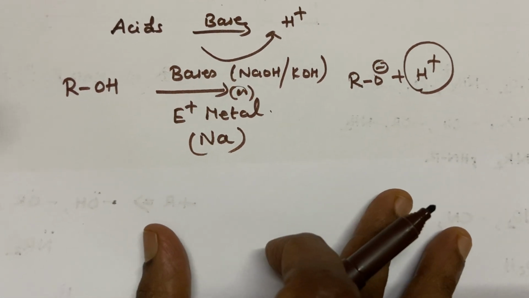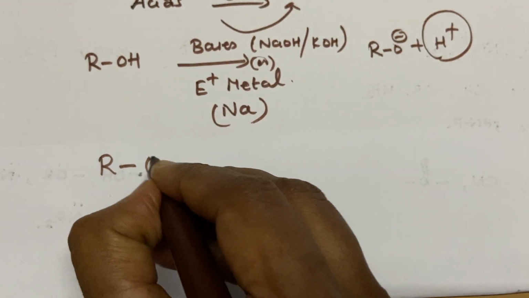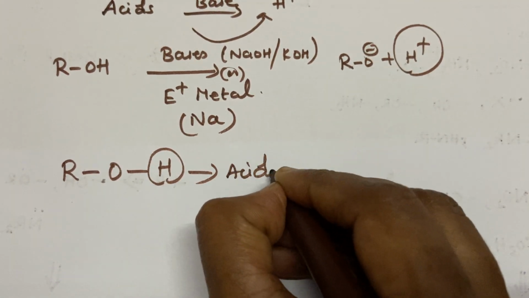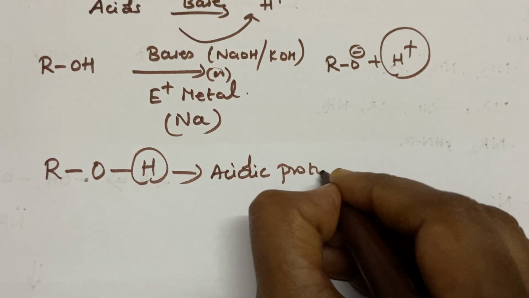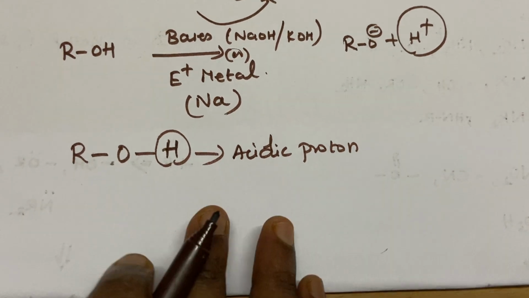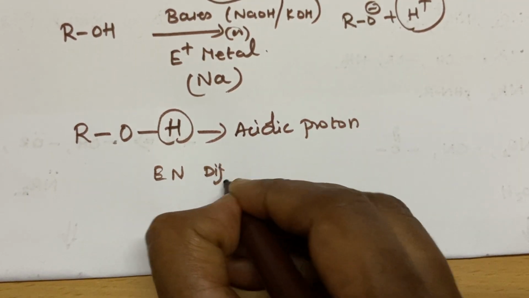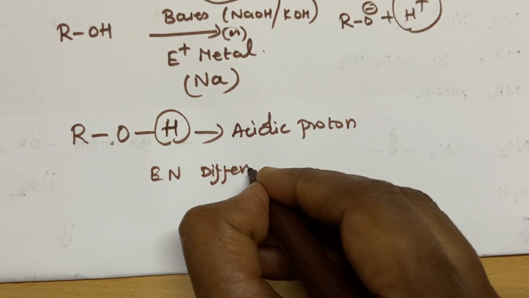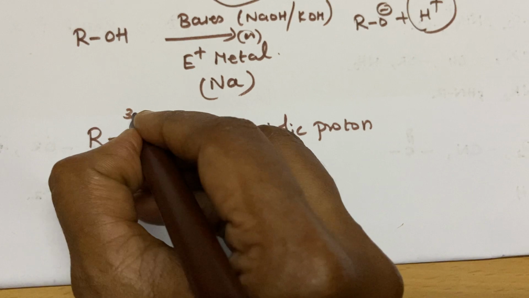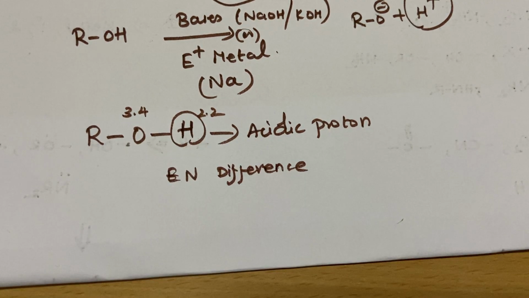So what makes this reaction happen? Why is it happening? This proton, in organic chemistry, we call it the acidic proton. So what makes it acidic? It is due to the electronegativity difference. Here the electronegativity of oxygen is some 3.4 and hydrogen is 2.2. There is a huge electronegativity difference.